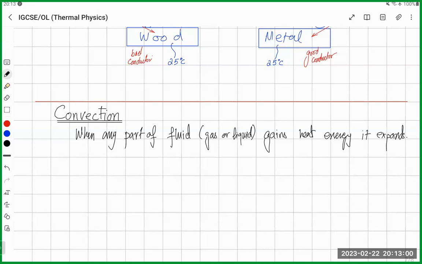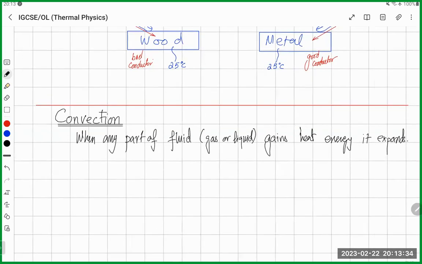When any part of fluid, gas or liquid, gains heat energy, it expands. Why does it expand? We have already discussed this. Whenever any object, whether it is liquid, gas, or solid, gains heat energy, molecules become big. They start moving with more kinetic energy. They push the molecules around them and move apart from one another. When every molecule moves away from one another, what happens? The overall object requires more space. This is why any object should expand when it gains heat energy.